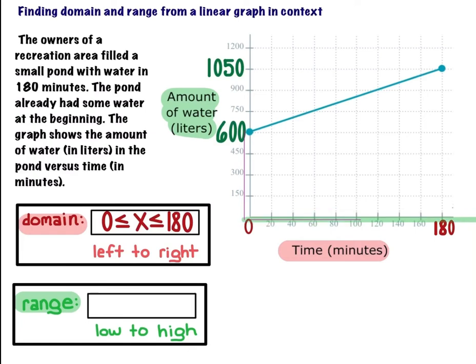I'm going to move this horizontal line from bottom to top, and I notice that the lowest this graph is at 600, and the highest the graph is at 1,050. In other words, the least amount of water is 600, and the most amount of water is 1,050. Since the range is about the y's, our y's are from 600 to 1,050.